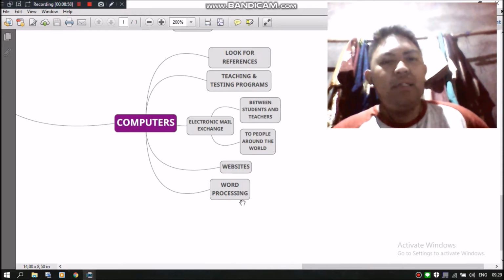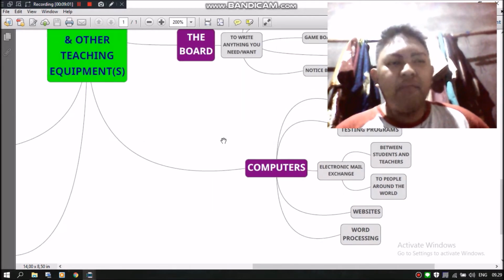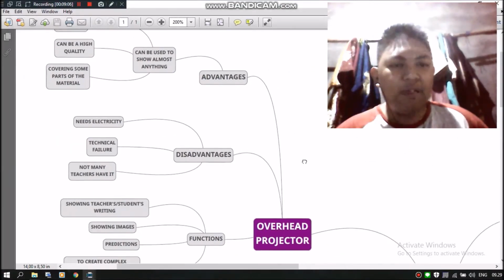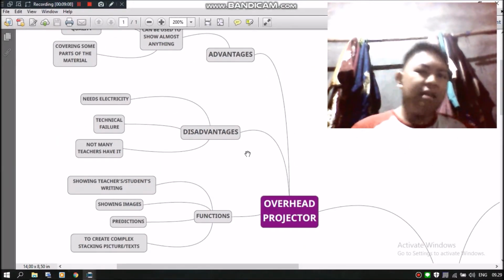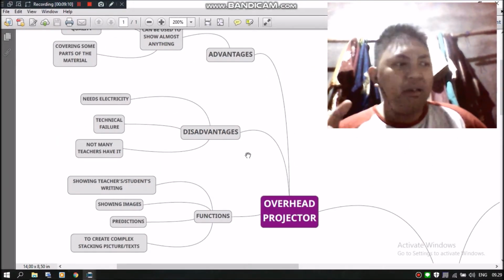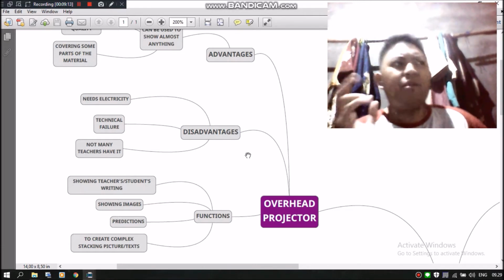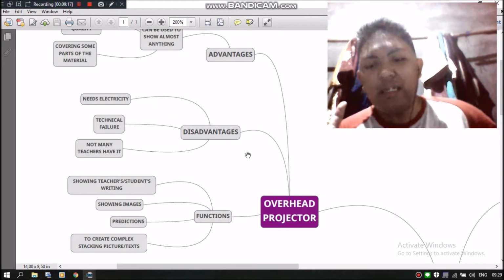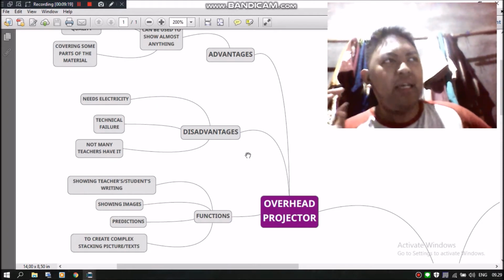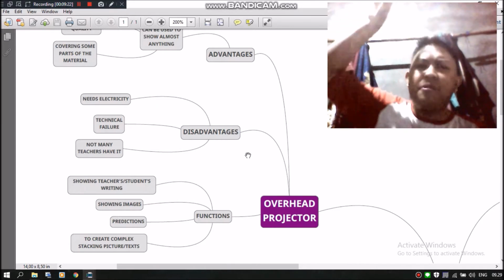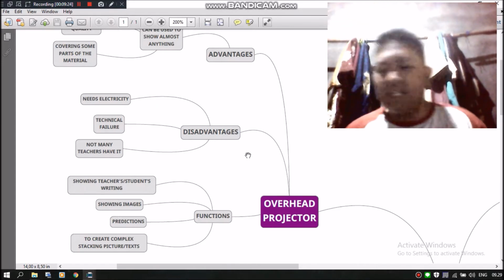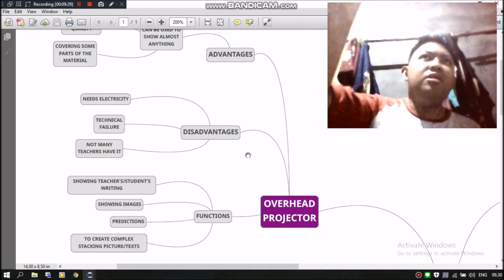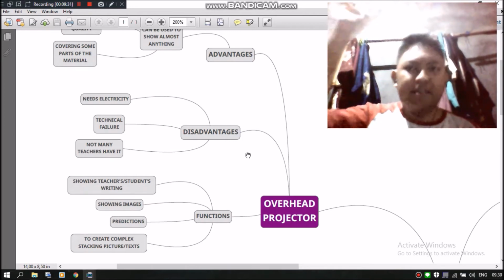Yeah, that's it. Now we move on to the left hand side of the mind map. Over here we have the overhead projector. Now for those of you who don't know what an overhead projector is, it's a kind of projector. It's like a box with light on top of it, which projects anything that is placed on top of it to the wall or any flat surface in front of it.